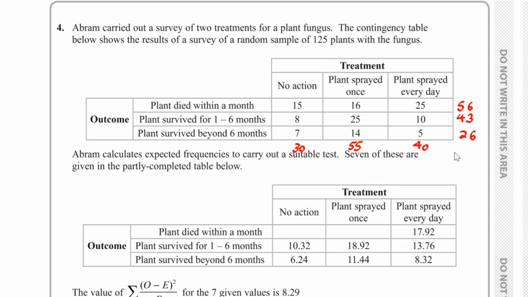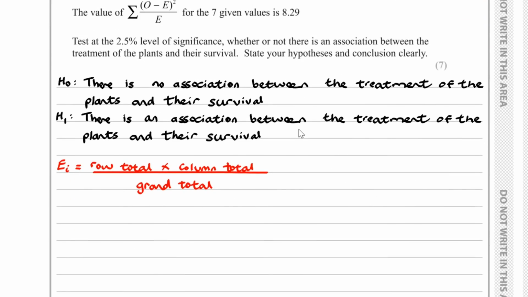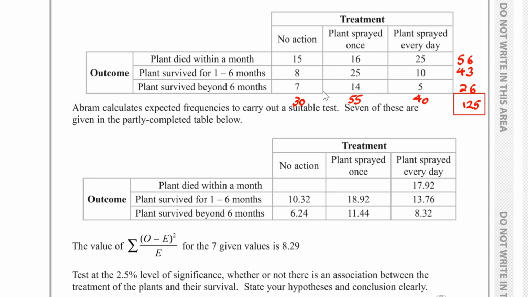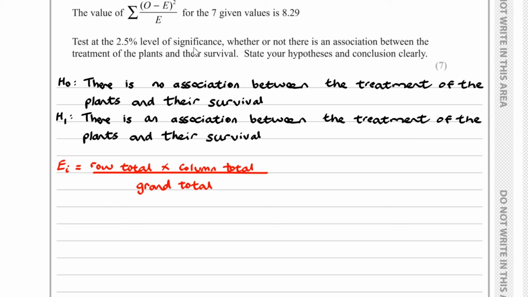And the total, that would be 125. Okay, so we have the 125 over here. Let's just box up our grand total over here. So here is our grand total. Okay, so for these values over here, we can find out the expected values. If we work this out, we have 30 times by 56 over 125, which is 13.44. So we have here 13.44, and here we have 55 times by 56 divided by 125, which is 24.64.